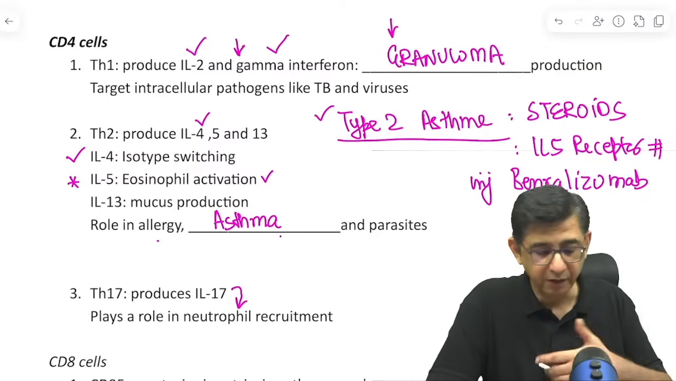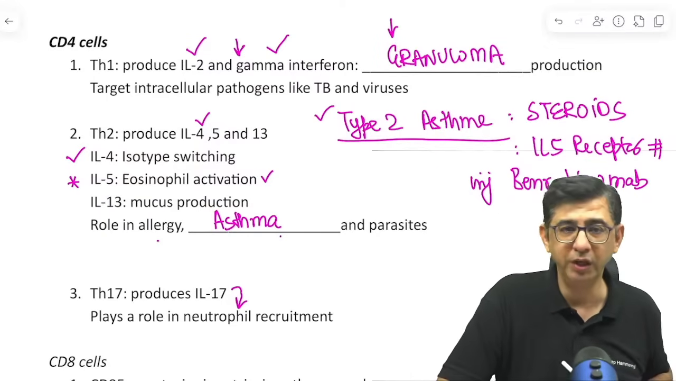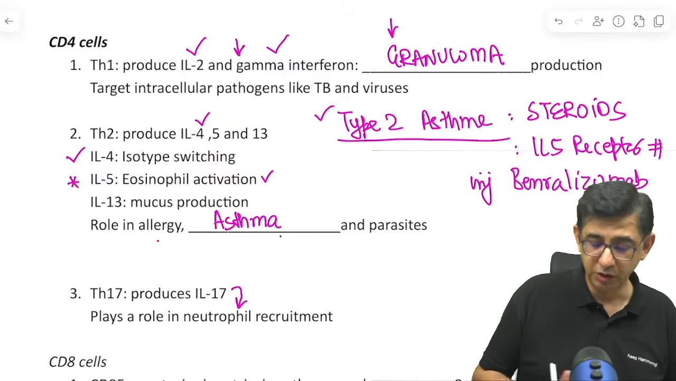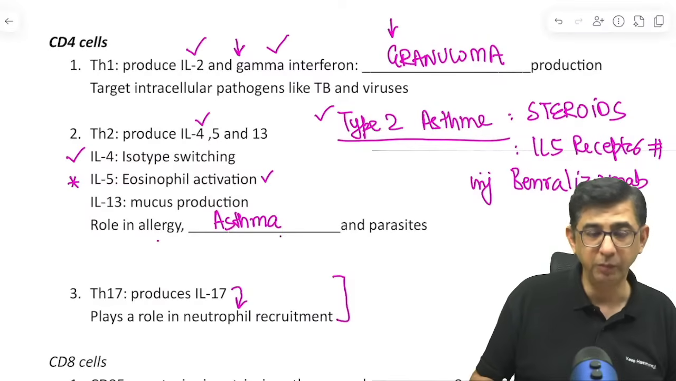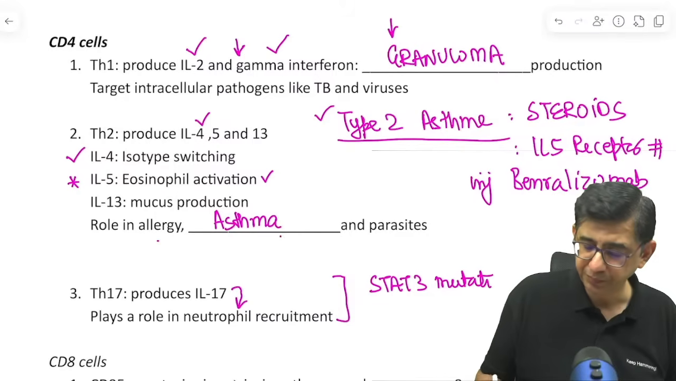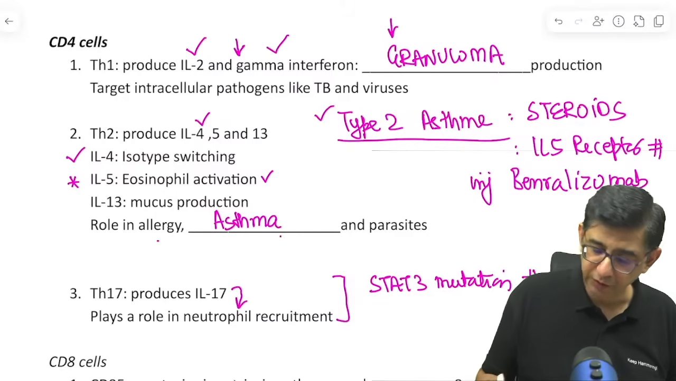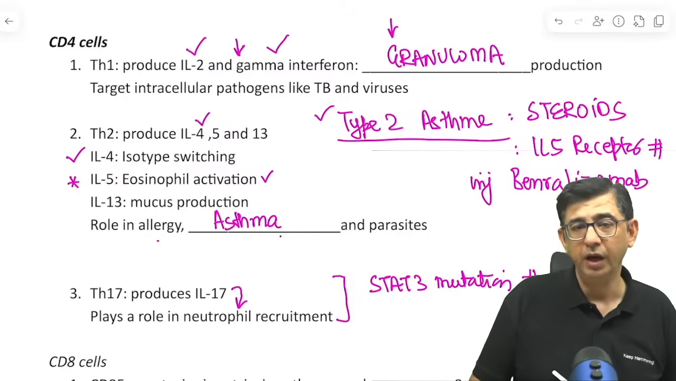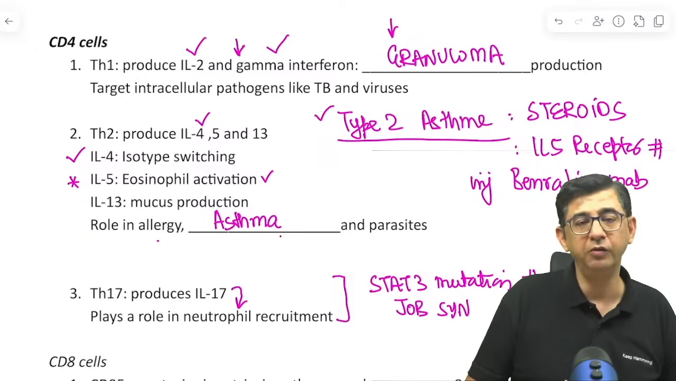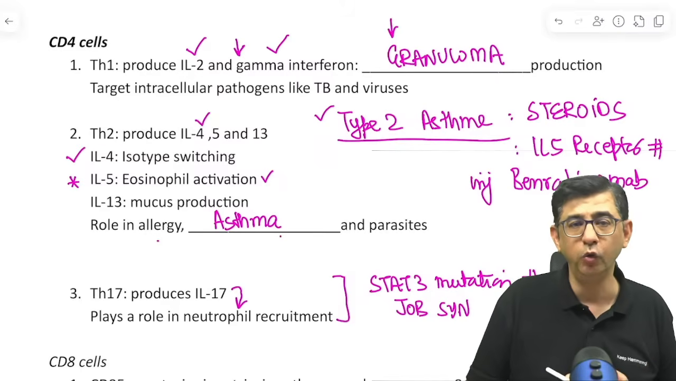Then there is TH17, which produces interleukin 17 that plays a role in neutrophilic recruitment, and this is the one which is defective in Job syndrome. This step is defective due to the STAT3 mutation that you read about. Due to the STAT3 mutation defect, there is a defect that comes up, which is called Job syndrome, where recurrent infections come because of defective neutrophil recruitment.